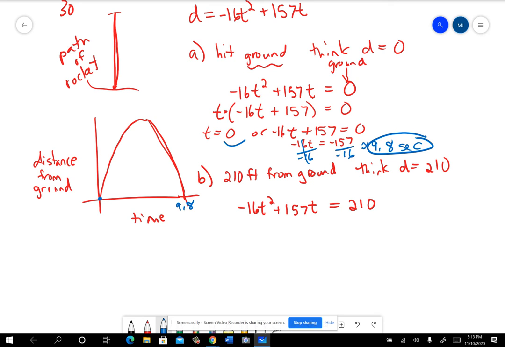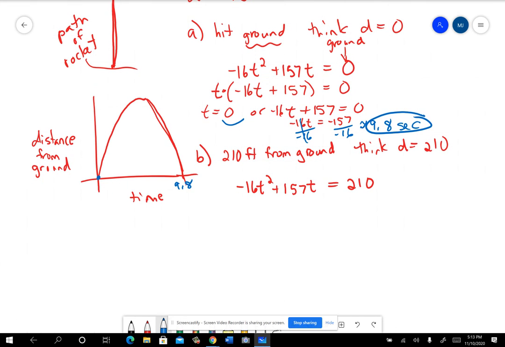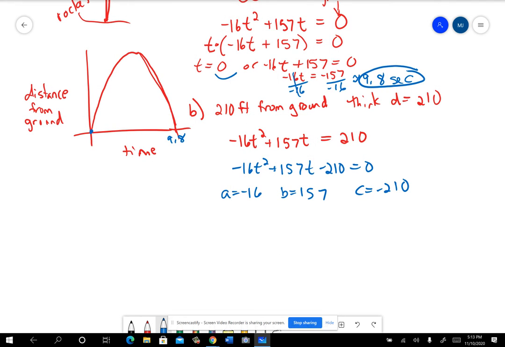Okay. Right, and then we're just going to get started on B, and I'm going to let you finish that up. So your setup should look like that. Then what you're going to do is subtract the 210. You could add the 16t squared and subtract the 157 to the other side, but anyway, you're going to get a 0 on one side. And then just use the quadratic formula with your A, your B, and your C. And remember, you don't have to simplify the radical when you get there. You just do the square root on your calculator. So you should come in and you should do all that business.